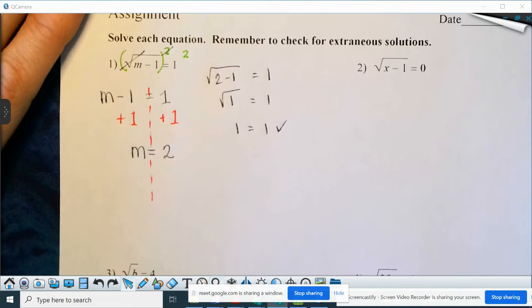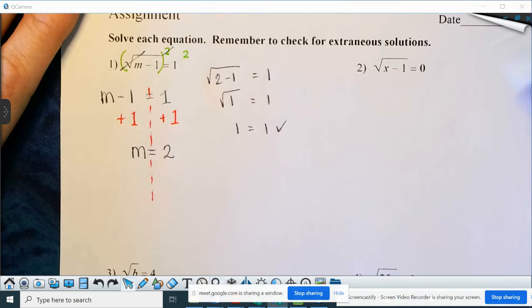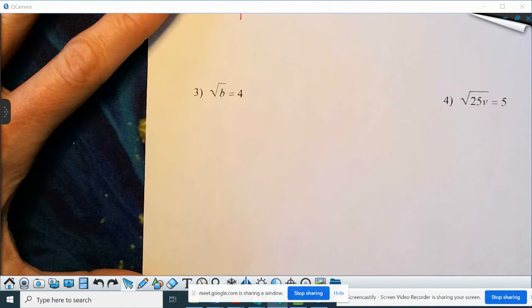Number 2 is the same thing, just different numbers. So I'm going to skip that one, and we'll come back if we have more time, just because you have one of those. And then I'm going to go down to number 3. So still the same idea.